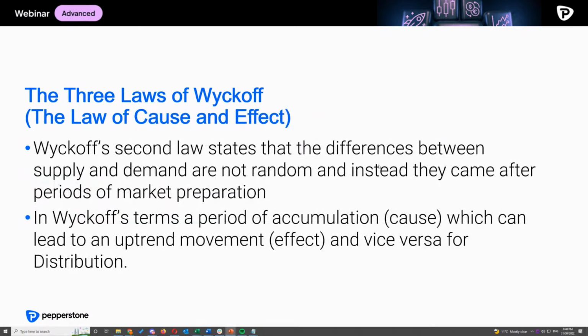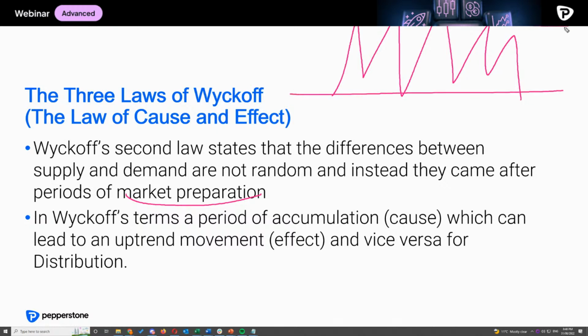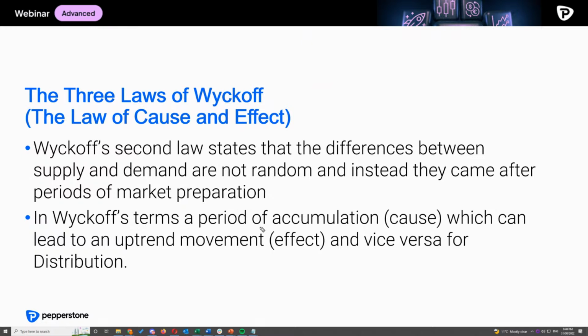The next law was the law of cause and effect. This is another big one here. Wyckoff's second law states that the differences between supply and demand are not random, and instead they come after periods of market preparation. This is really important. Remember, we were talking about that concept before of the schematic, effectively the way price can be formed in the market at key critical levels. Preparation is the key. In Wyckoff's terms, a period of accumulation, the cause, can lead to an uptrend movement, the effect, or vice versa with distribution.